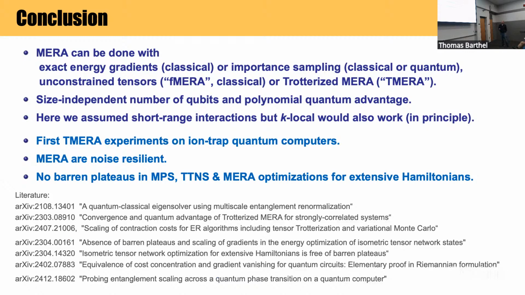Okay, and this already brings me to the conclusion. So I motivated these MERA tensor networks as a good ansatz to study strongly-correlated condensed matter systems. We can do these simulations classically, either with exact energy gradients or importance sampling. But we talked about how we can implement this efficiently on the quantum computer. For one, the tensors are already unitary, so it's very natural to implement them on the quantum computer. And also we have this causal structure in the MERA, which allows us to simulate large systems on small quantum devices. The number of qubits is system size independent, and at least in benchmark simulations we get this polynomial quantum advantage. We talked about some first experiments, the noise resilience, and the fact that there are no barren plateaus in these type of tensor networks.